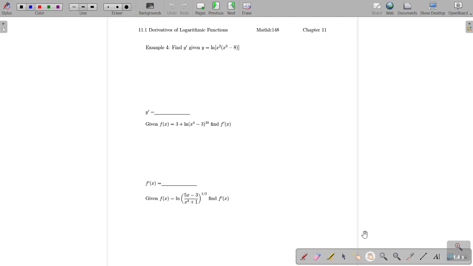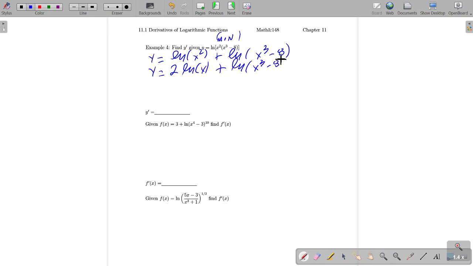So let's take a look at example 4 here. So the first thing I'm going to do is use my log properties, because I notice I have an m times n here. So this can be y equals the natural log of x squared plus the natural log of x cubed minus 8. So I'm going to use my exponent rule of logarithms, or the power rule, 2 natural log of x plus natural log of x cubed minus 8.